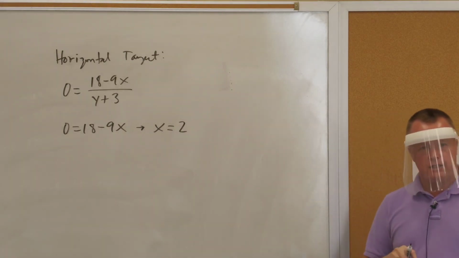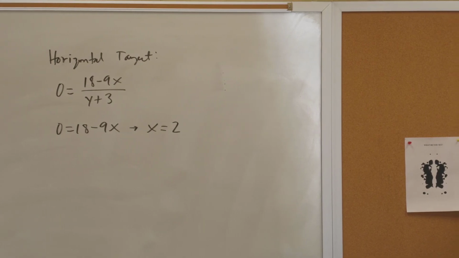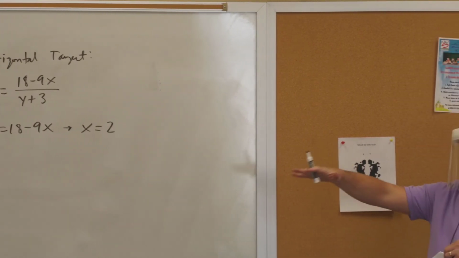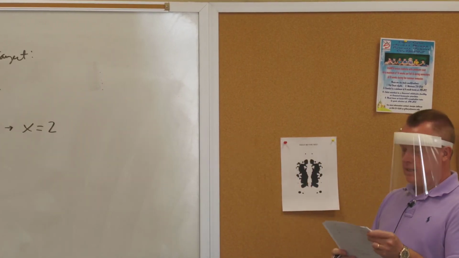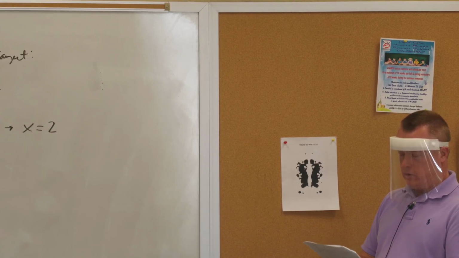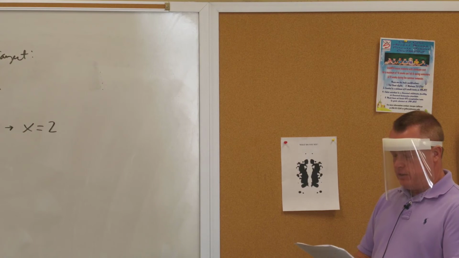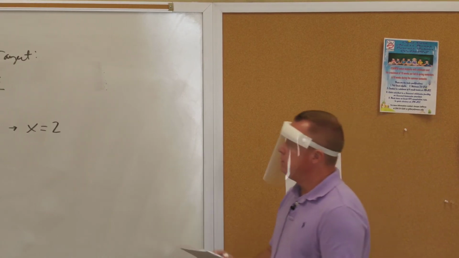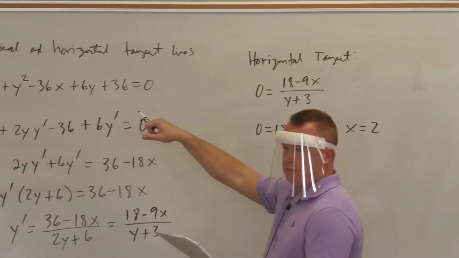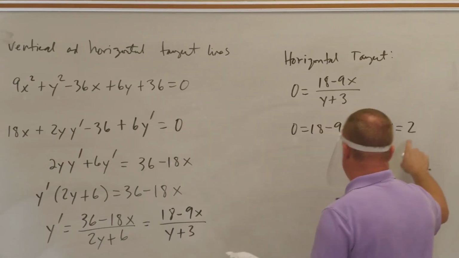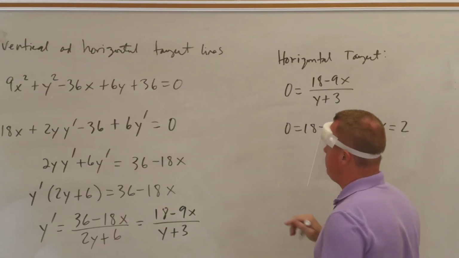Okay. Now, is x equals 2 my horizontal tangent? No. X equals 2 is a vertical line. But when x is 2, that is when I will have a horizontal tangent. So what I need to do is take 2 and plug that back in here and see what I get. Because that's your x coordinate, I need to know what the y coordinate is. So let's plug 2 in there for x.